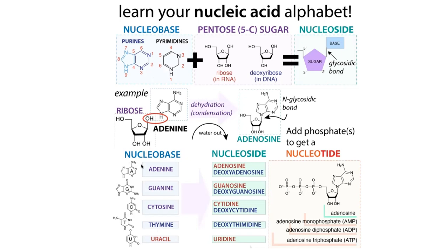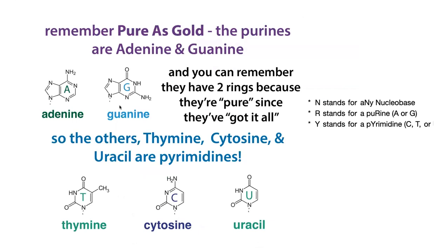But in the case of these nucleobases, we can classify them into 2 different forms: the purines and the pyrimidines. The purines are the ones with the 2 rings, and the pyrimidines are these smaller ones with just a single ring. The way I remember it is pure as gold. So purines are adenine and guanine. And I remember that they have 2 rings because they're like pure, they've got it all. Whereas these pyrimidines basically just have a single ring, they don't have it all. And it's not because they were depurified from the purines or anything like that.